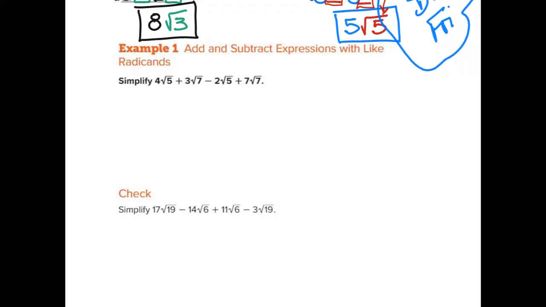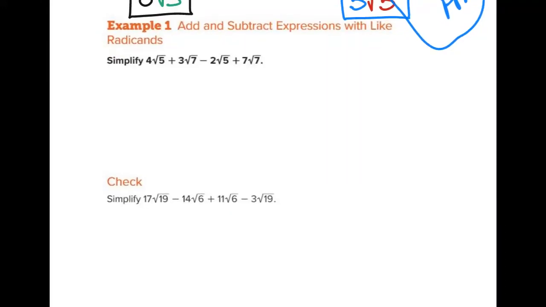All right, let's take a look at example 1. Add and subtract expressions with like radicands. All right, where do you see like radicands, like terms? Give me the terms that are alike, specifically. Like which ones would you combine and put together?